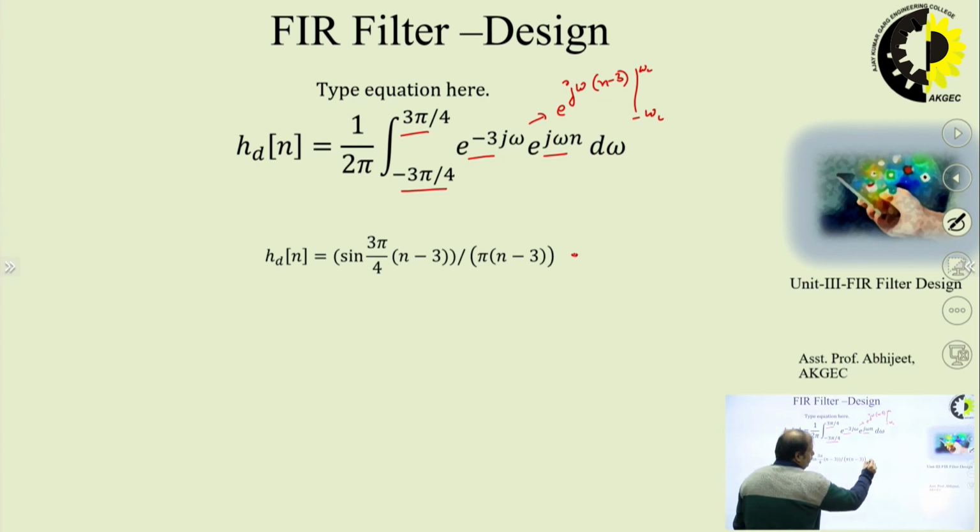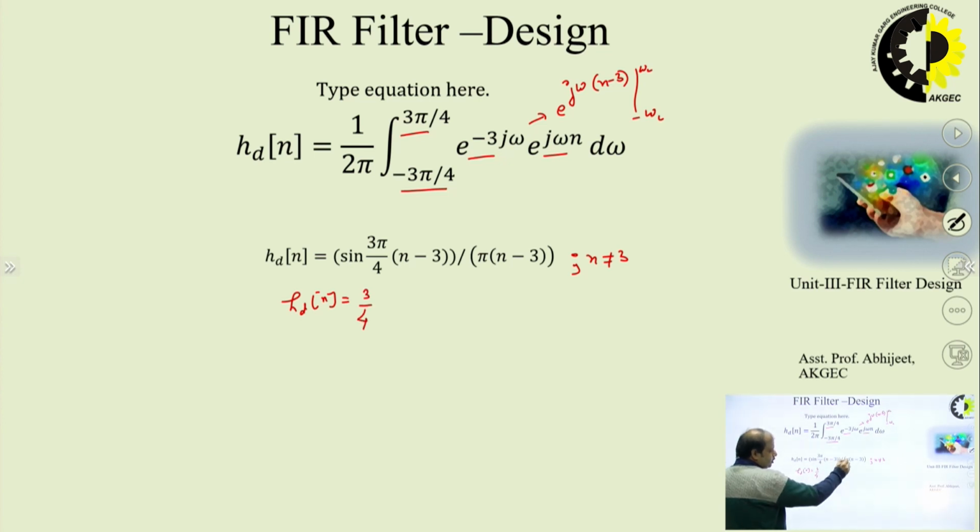Of course, the denominator becomes 0 at n equal to 3, therefore it is defined only for n not equal to 3. However, hd of n at n equal to 3 can be found from L'Hospital's rule: just differentiate the numerator and denominator once and put n equal to 3, because at n equal to 3 it is not defined. Then you calculate the limit using L'Hospital's rule. You will get the value of the impulse response as 3 by 4, that is 0.75, for n equal to 3.